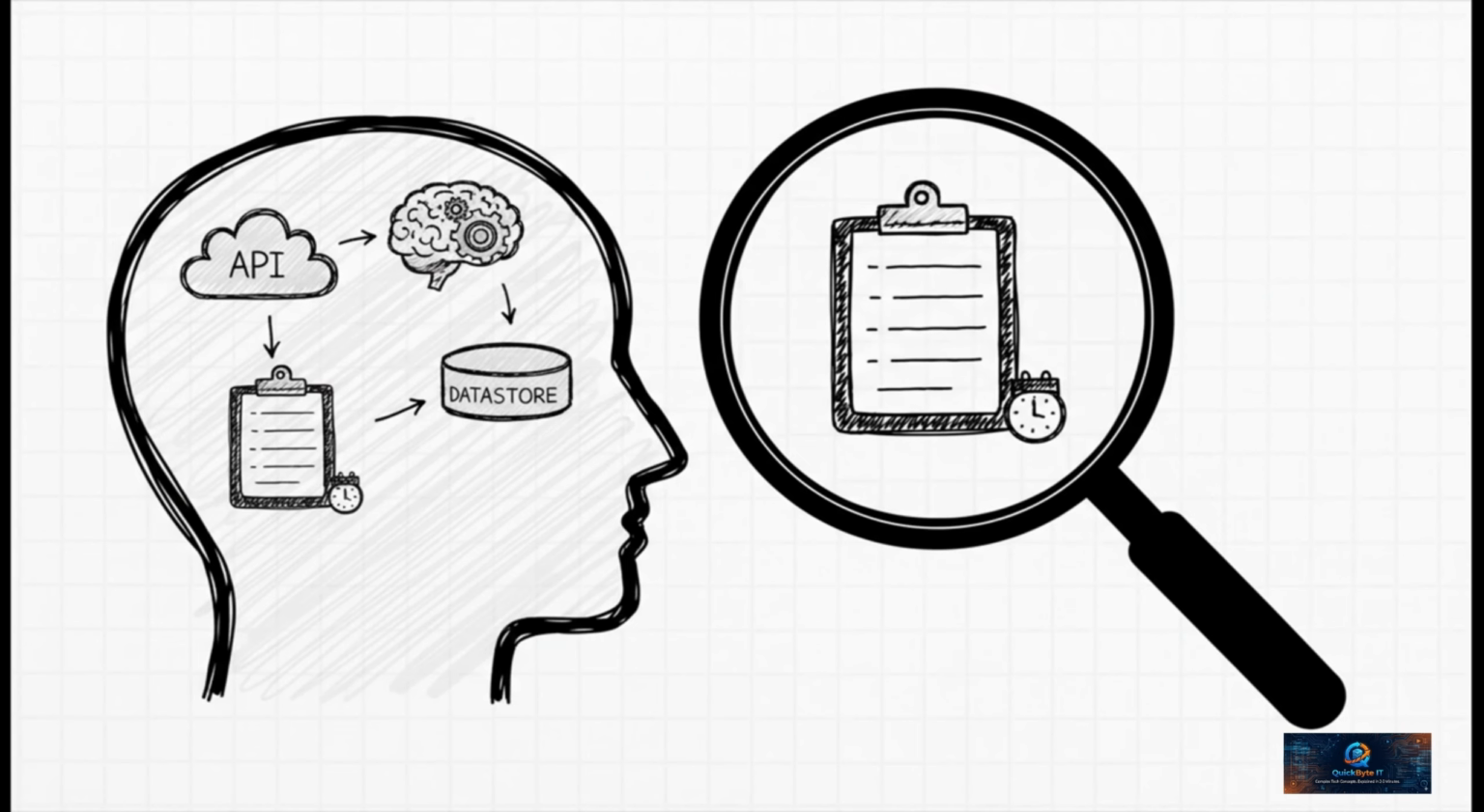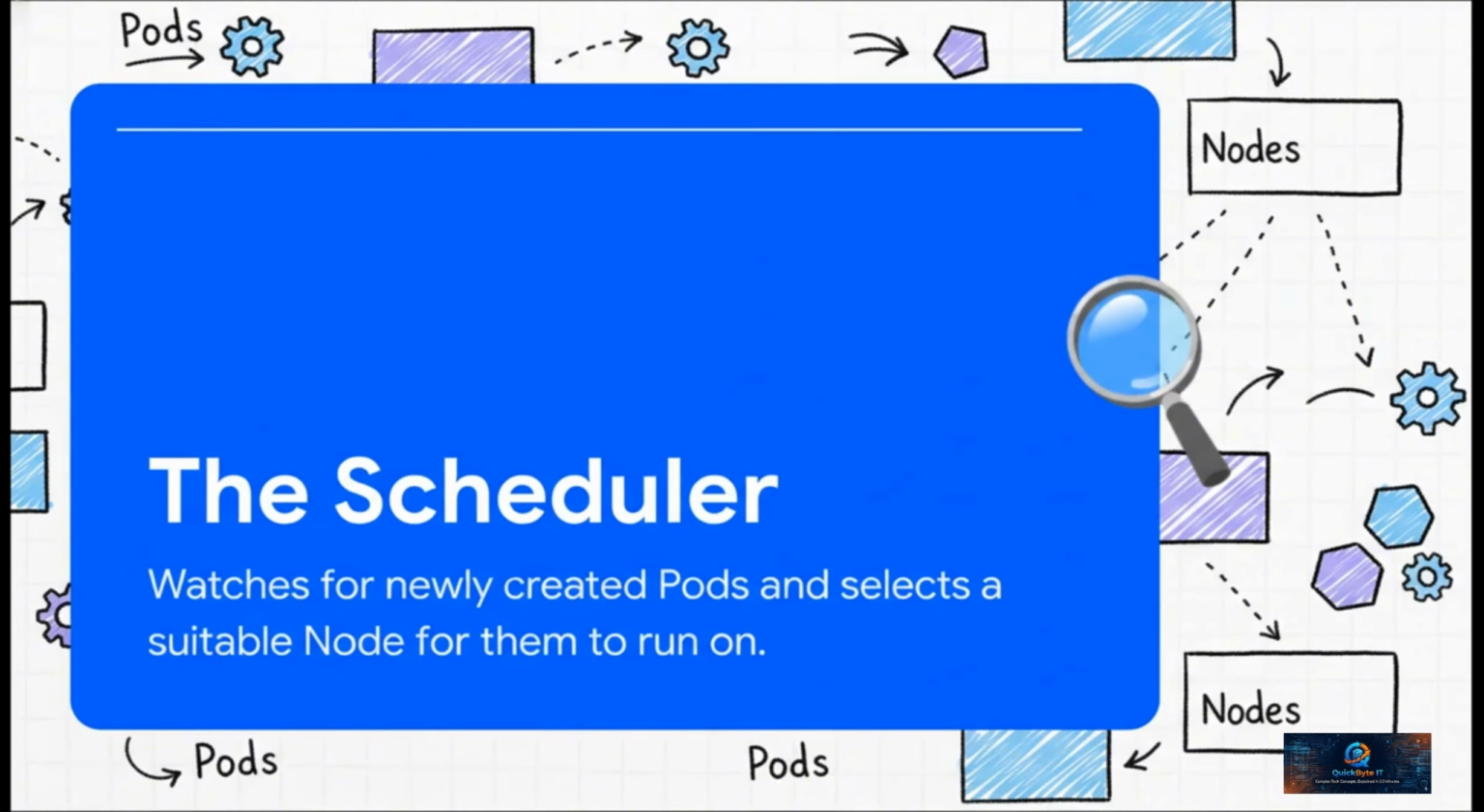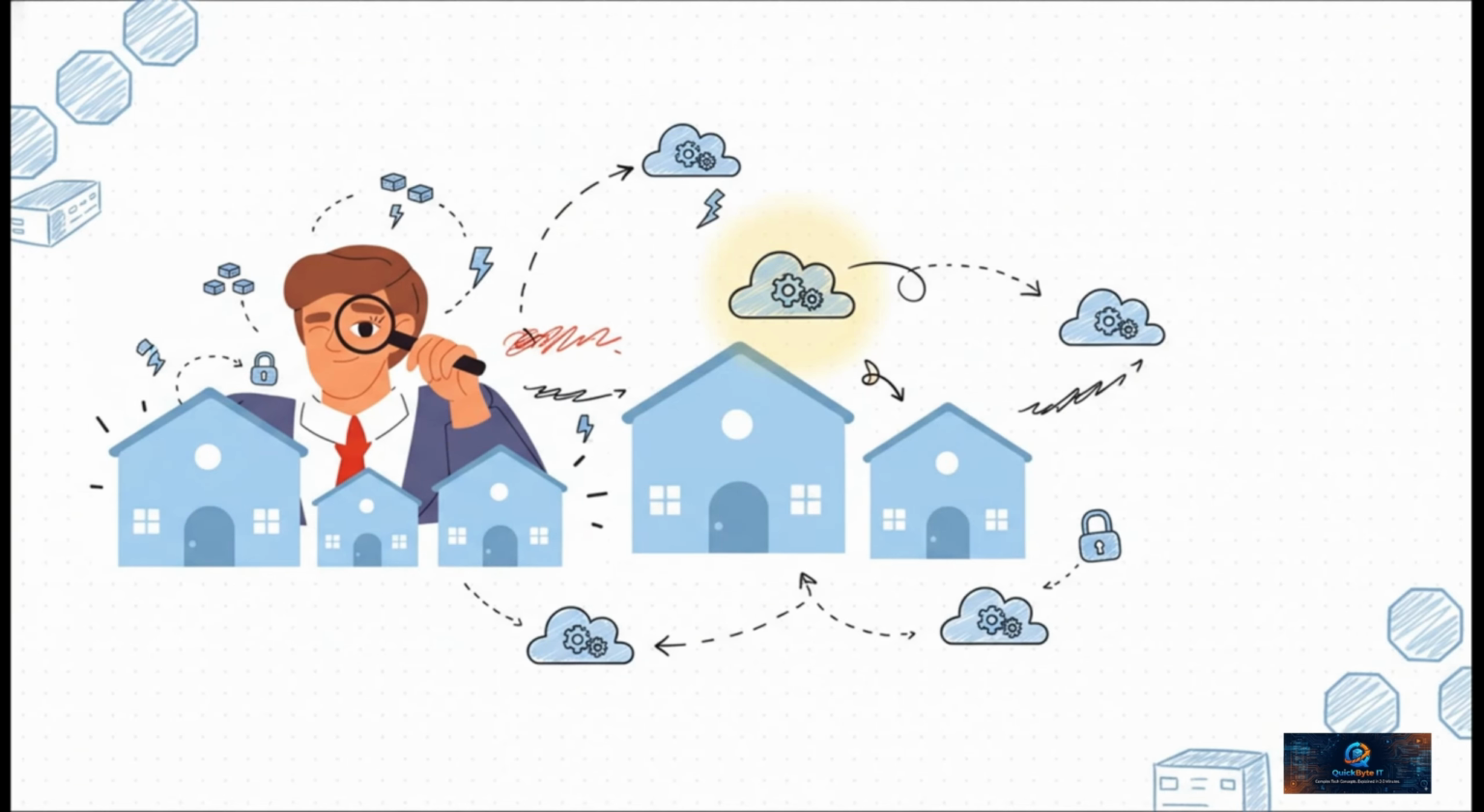Okay, let's zoom in on a key piece of the control plane, the scheduler. This part assigns the work. So the scheduler's whole job is to find the absolute best home for every piece of your app. It's like a real estate agent. It looks at resources and rules to find the perfect spot for everything.